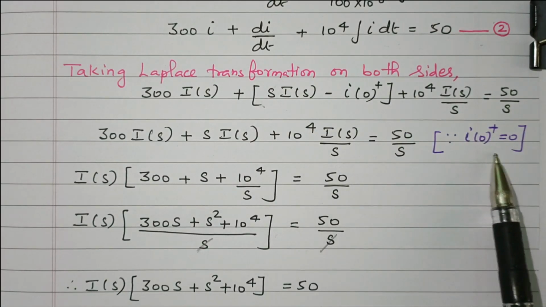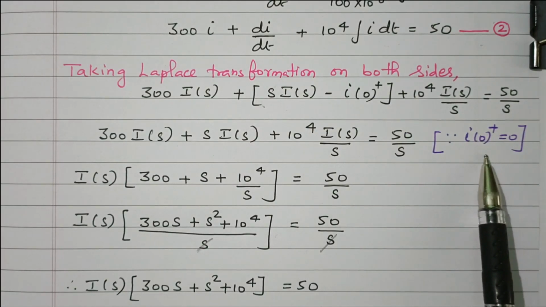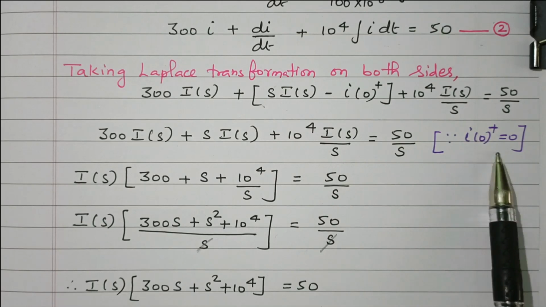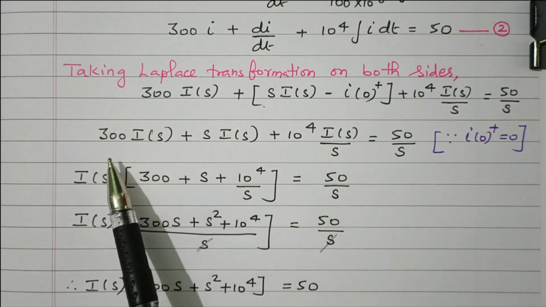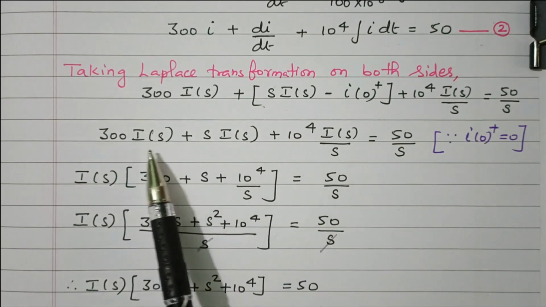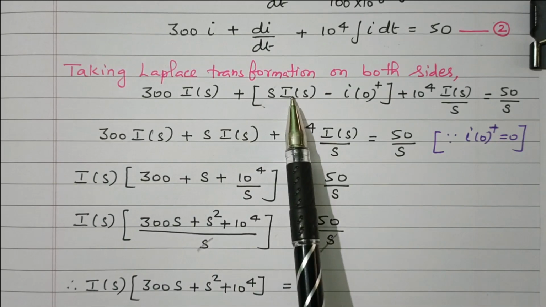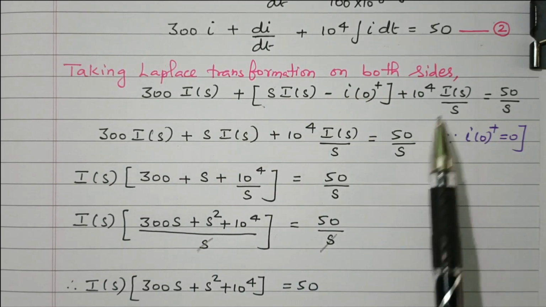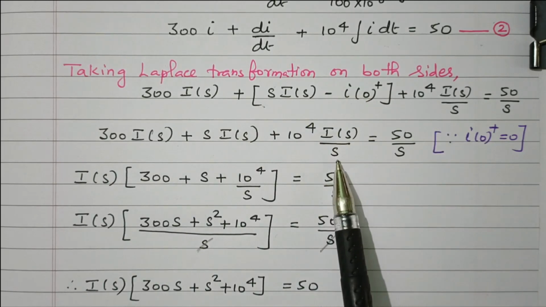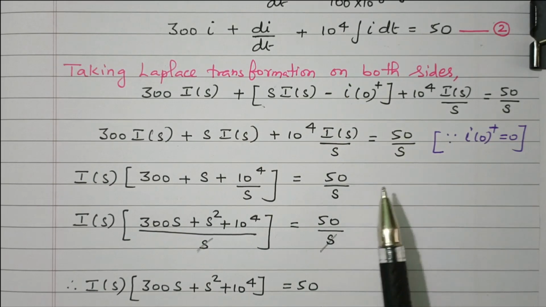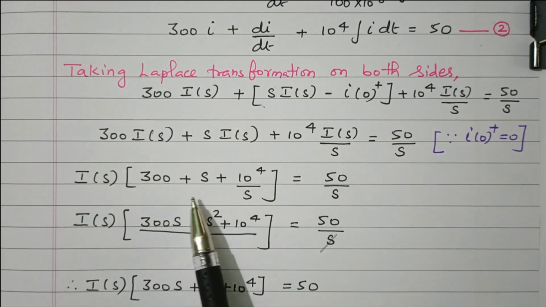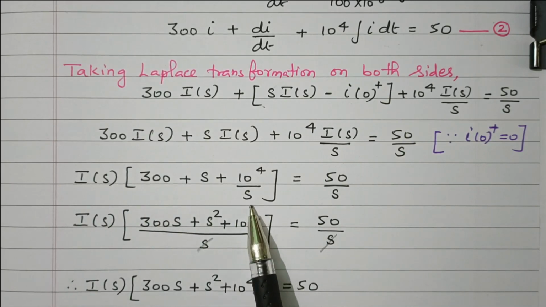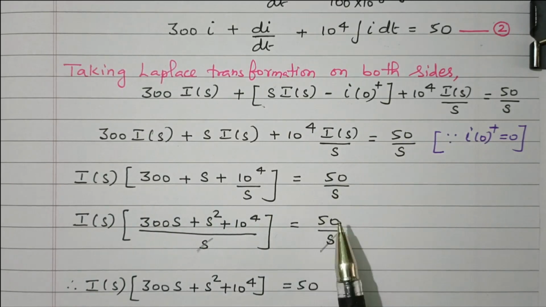We know that the initial current is 0. That is not given in the problem. We assume that the initial current before closing the switch is 0. So based on that, 300 I of s, s into I of s, this term is 0, plus 10 to the power 4 I of s divided by s equals 50 by s. I will take I of s outside. So 300 plus s plus 10 to the power 4 by s equals 50 by s.